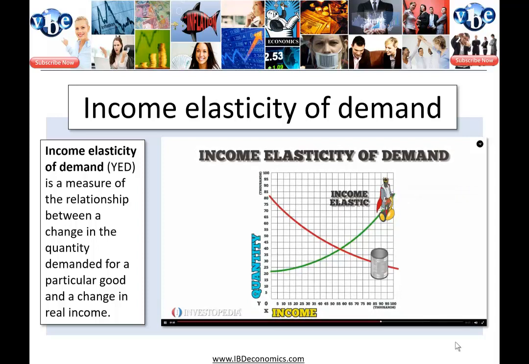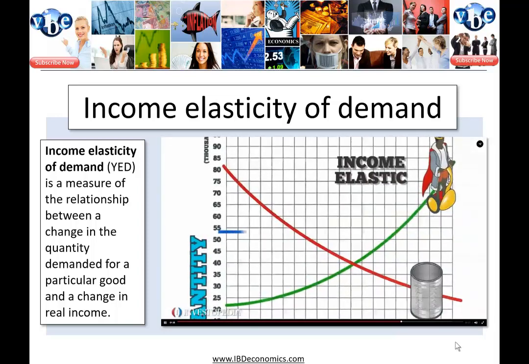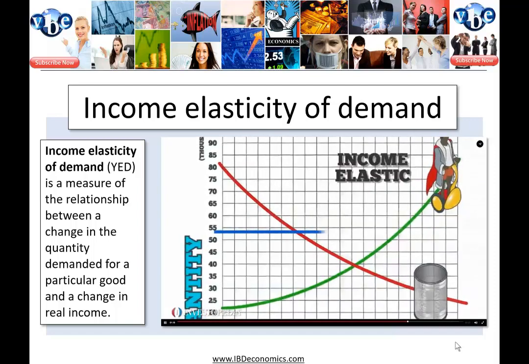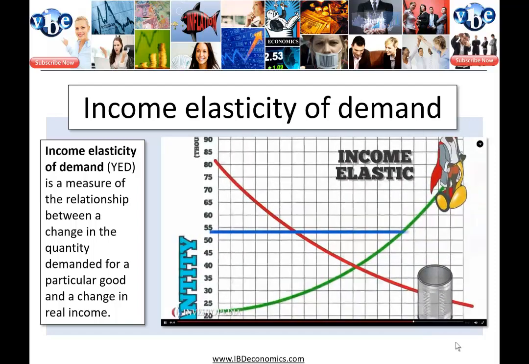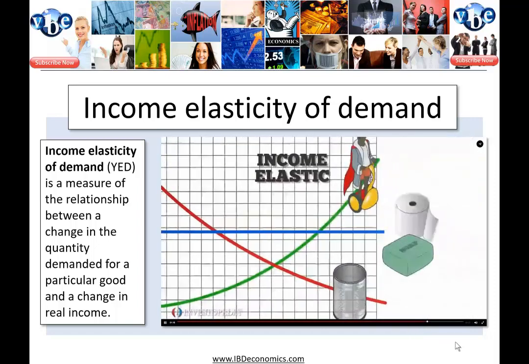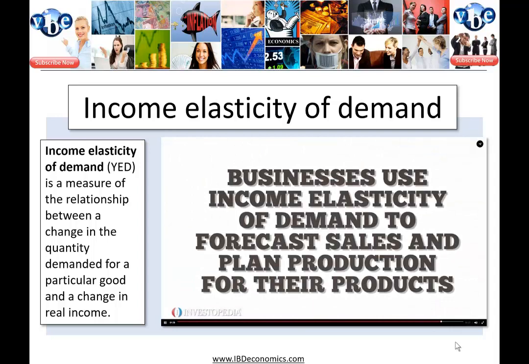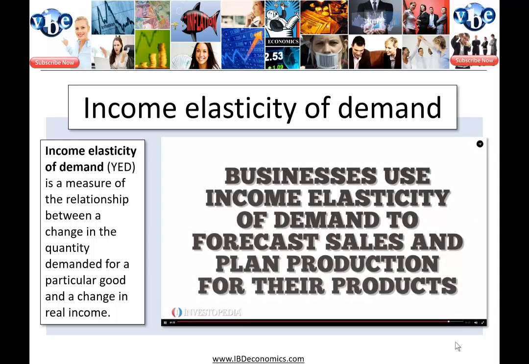Finally, some goods are immune from demand changes due to changes in income. These types of goods have a curve that is flat, meaning demand stays the same as income rises. These are usually consumer staples that people buy no matter what their income. Examples include soap and toilet paper. Businesses use income elasticity of demand to forecast sales and plan production for their products.